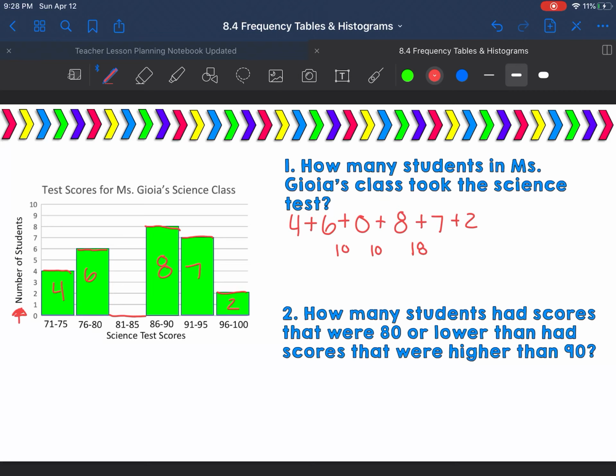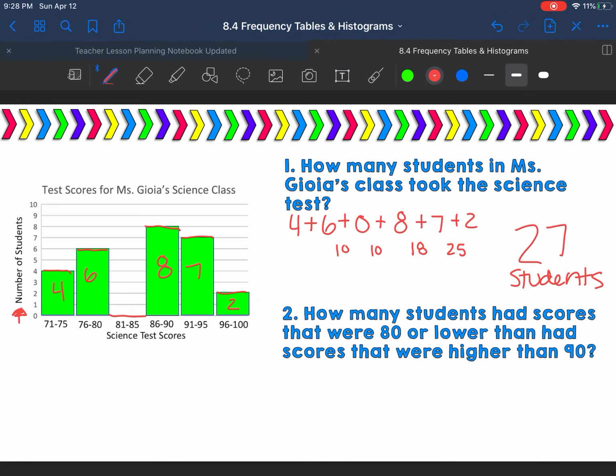4 plus 6 is 10. 10 plus 0 is 10. 10 plus 8 is 18. 18 plus 7 is 25. 25 plus 2, 27. So how many students took the science test? 27 students. I bet y'all are like, man, Miss Shelley, give me something harder. Nope, this is it. All right, so now let's go to a second question.